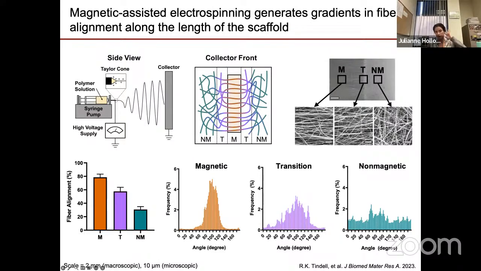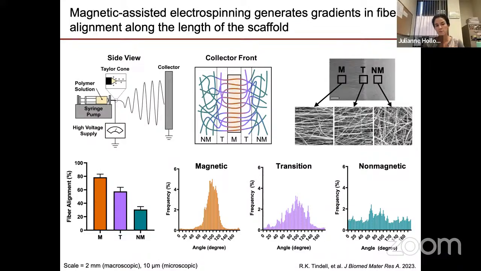And we're able to quantify this as well. You can see the histograms of the fiber alignment frequency within each of these regions. And you see that they're very highly aligned in the magnetic region and transition to randomly aligned in this non-magnetic region. What's really interesting about this, and what we are really happy to see, is that the scale bar in that macroscopic image in the top right here is 2 millimeters. So we're quite happy to see that we're able to transition from the highly aligned region to the randomly aligned region at submillimeter length scales, which is a unique aspect of this method.